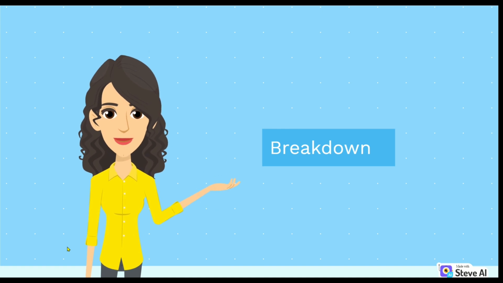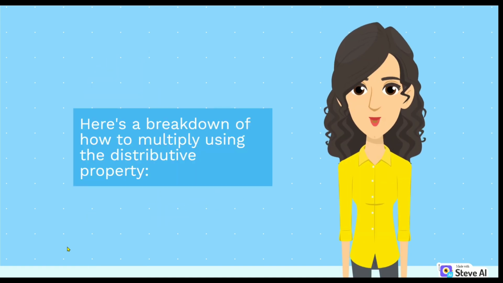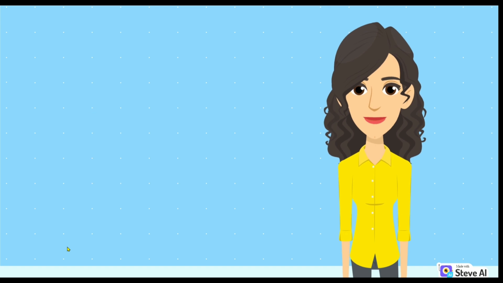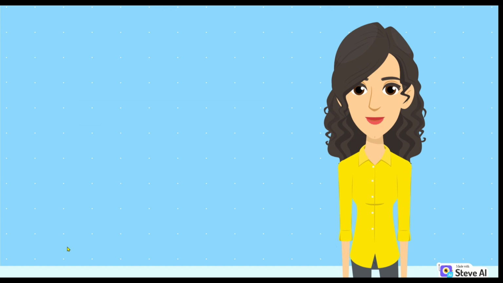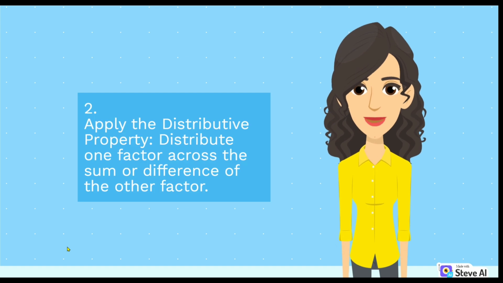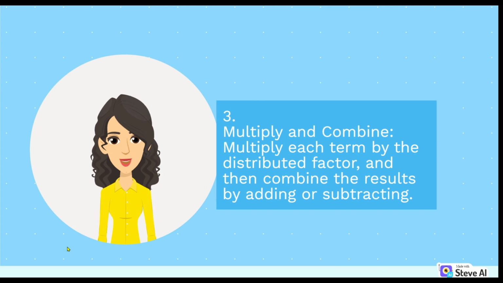Breakdown. Here's a breakdown of how to multiply using the distributive property. 1. Identify the numbers. Begin by identifying the numbers you want to multiply. 2. Apply the distributive property. Distribute one factor across the sum or difference of the other factor. 3. Multiply and combine. Multiply each term by the distributed factor, and then combine the results by adding or subtracting.